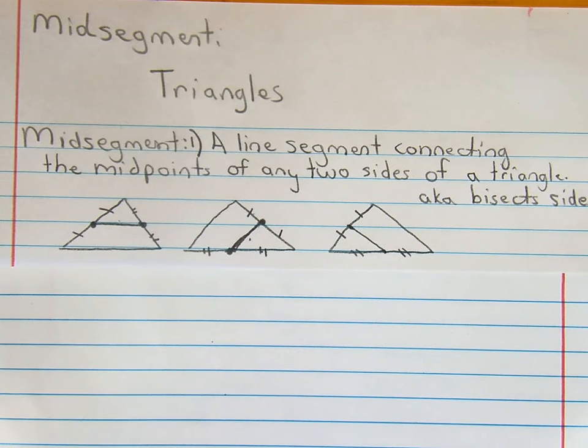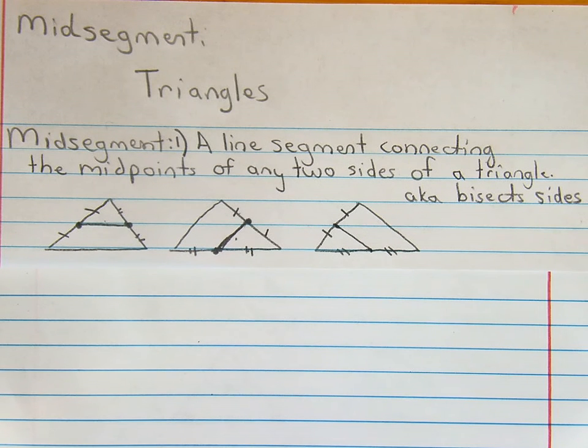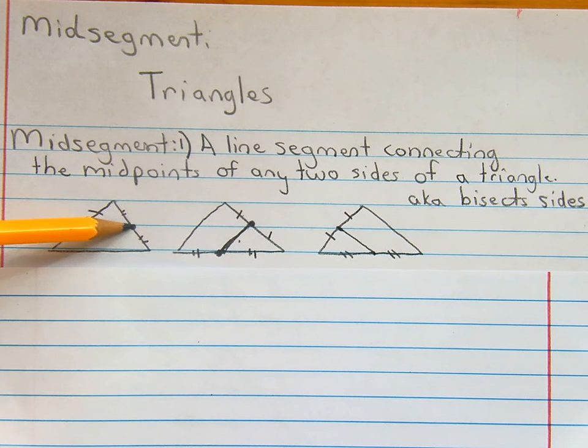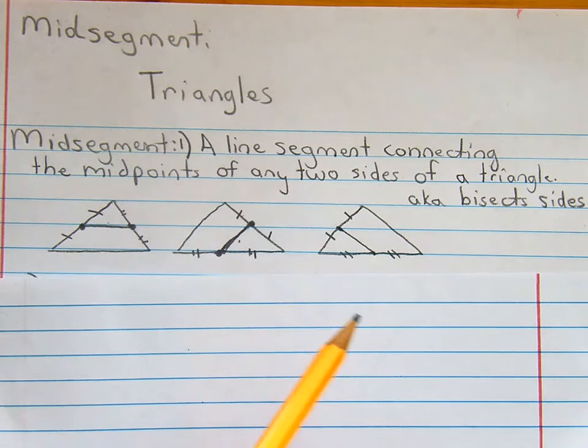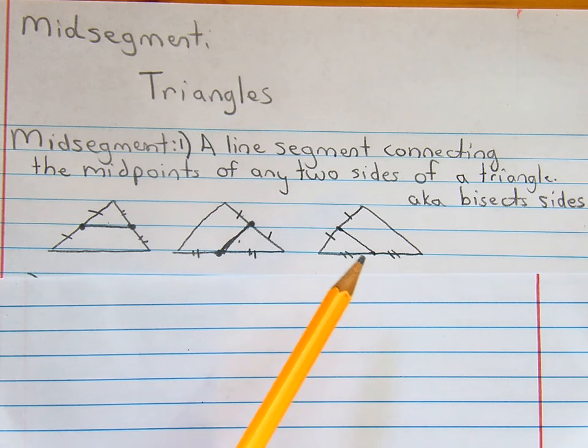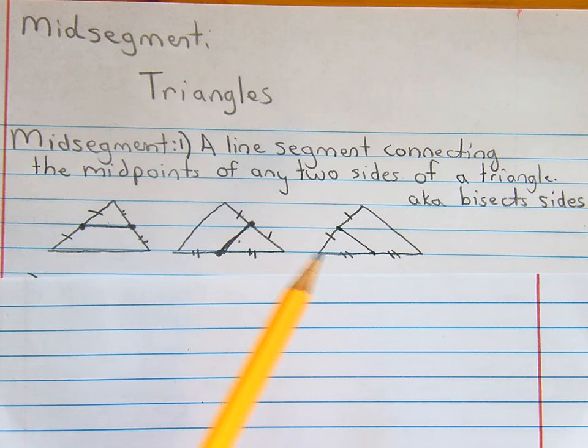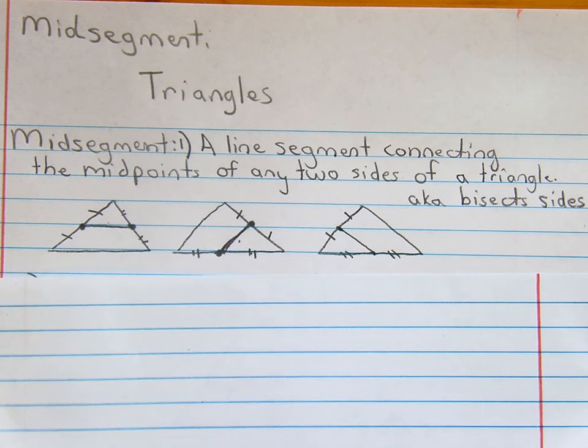So basically, AKA, it bisects two sides. So we have over here, midpoint to this side, midpoint to this side, line segment, so thus it is the mid-segment. So you can see these would be the three common ways that you would technically see a mid-segment in any one triangle.